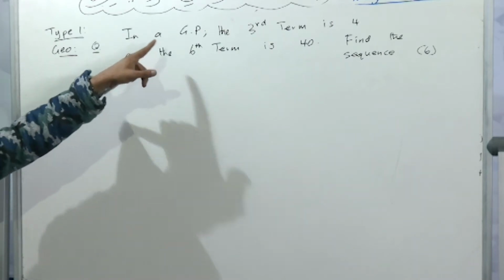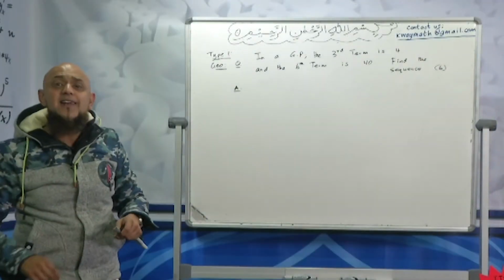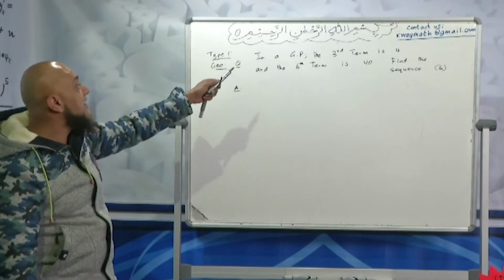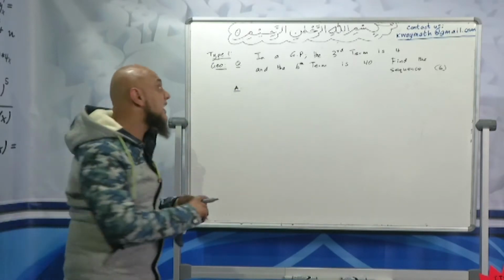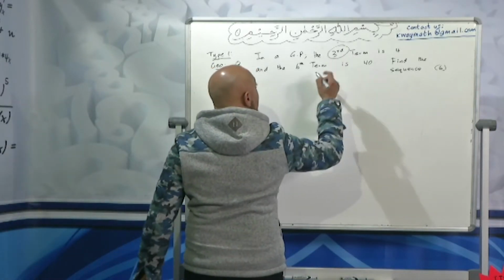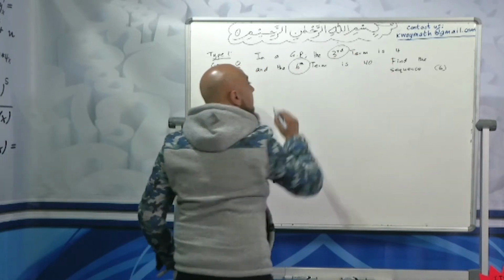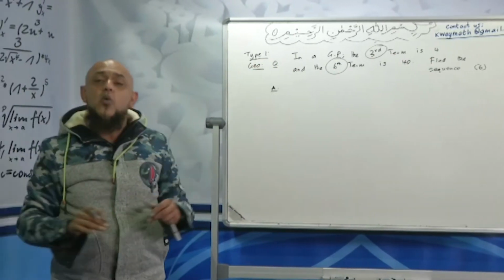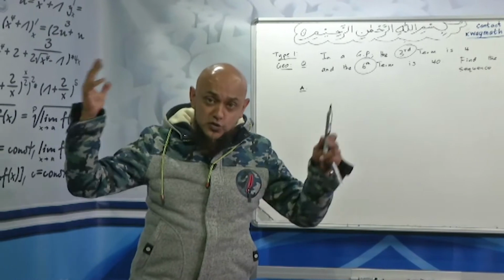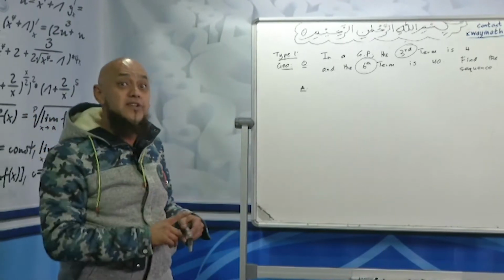Right, now it's a geometric progression, it is not an arithmetic progression. And they're telling you we're given two random terms again. So the third term is given, the third term is 4, and the sixth term. So the third term and the sixth term. What did I tell you? What is the rule? When two random terms are given, simultaneous equations.